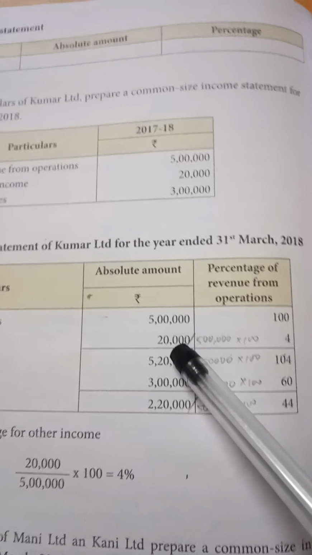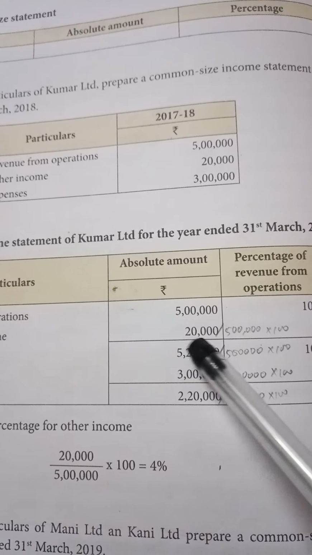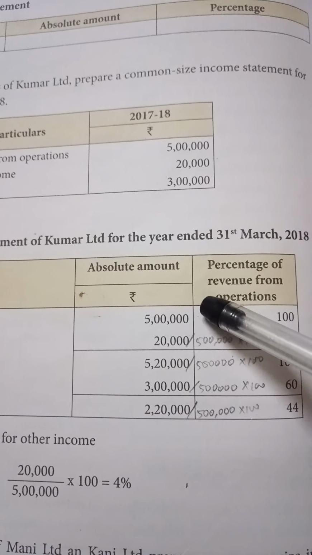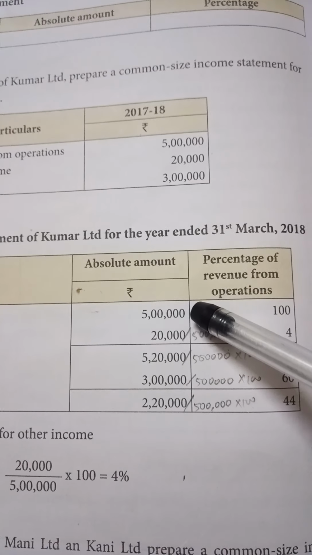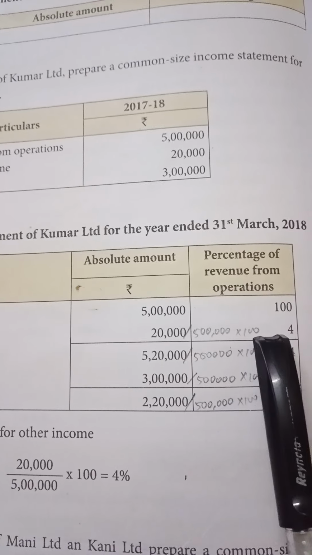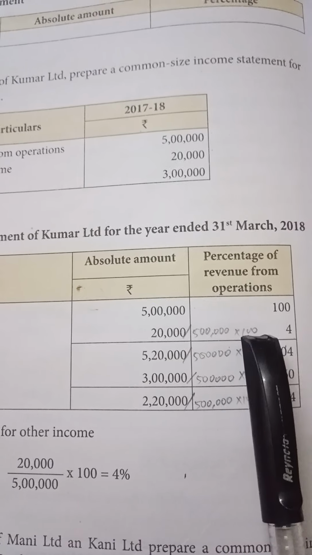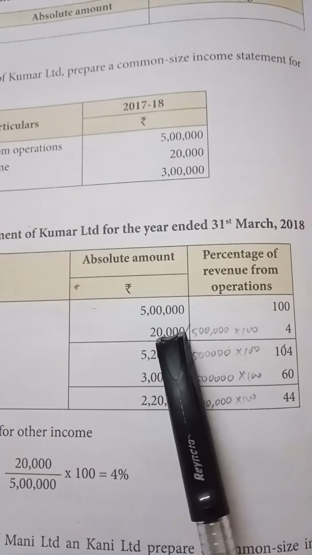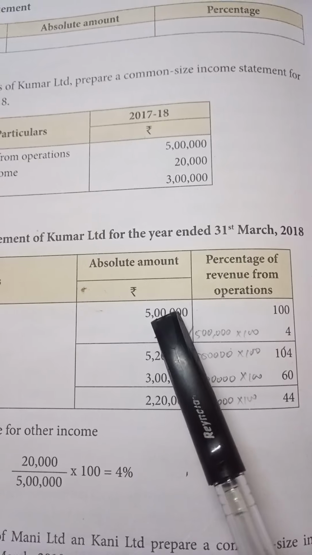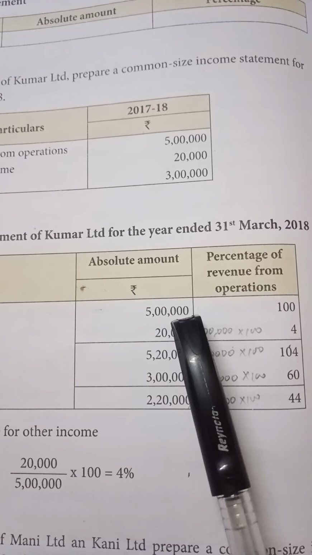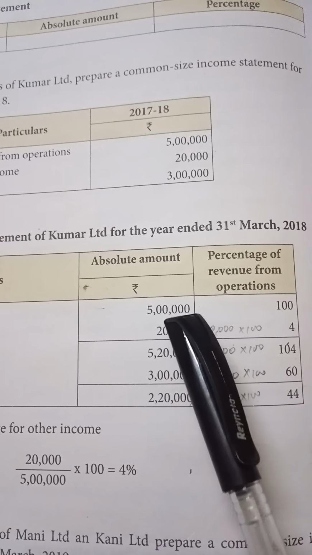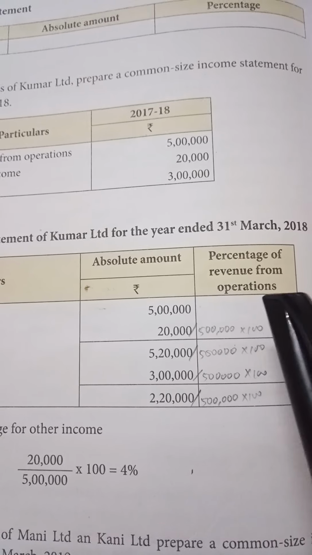Now for the absolute amount of your other income, which is 20,000, how you have to find out is 20,000 divided by your revenue from operations, that is 5 lakhs, into 100. So 20,000 divided by 5 lakhs into 100 will give you 4. So just you can have a gist of this, like I have written it in pencil, because every time you have to divide only by this 5 lakhs, which is revenue from operations, which we have taken as the base for our percentage of revenue from operations.